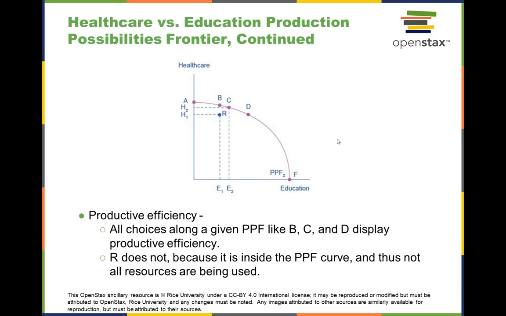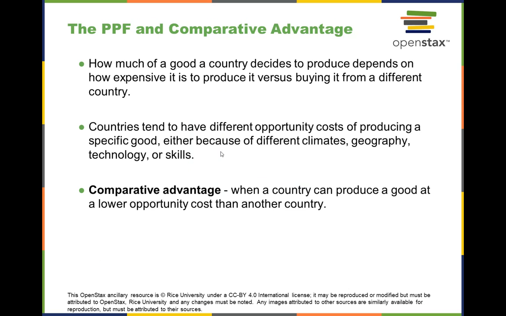So productive efficiency. All choices along a given PPF, like point B, C, and D, display productive efficiency. R does not, because it is inside the PPF curve, and thus not all resources are being used. And there you can see point R.